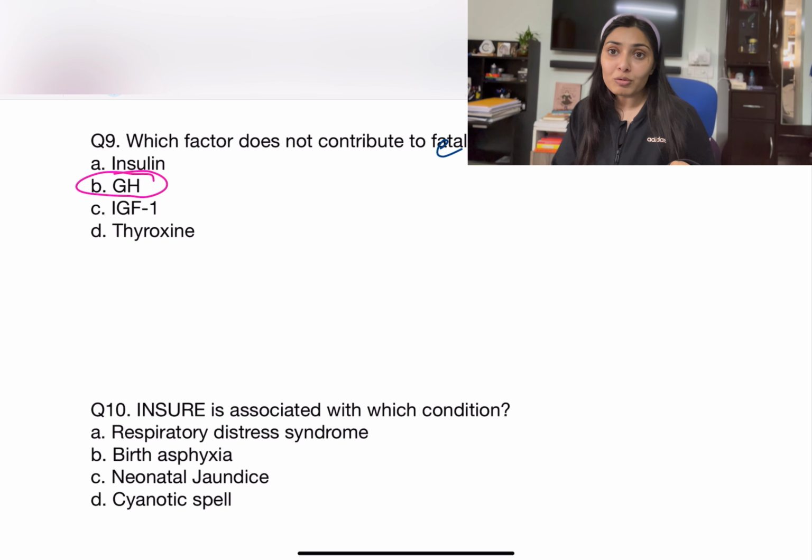After the birth, growth hormone plays an important role. That's why children that present with growth hormone deficiency are usually normal at birth, and the growth retardation is appreciated after 1 year of birth, right? So let's move on to the next question.